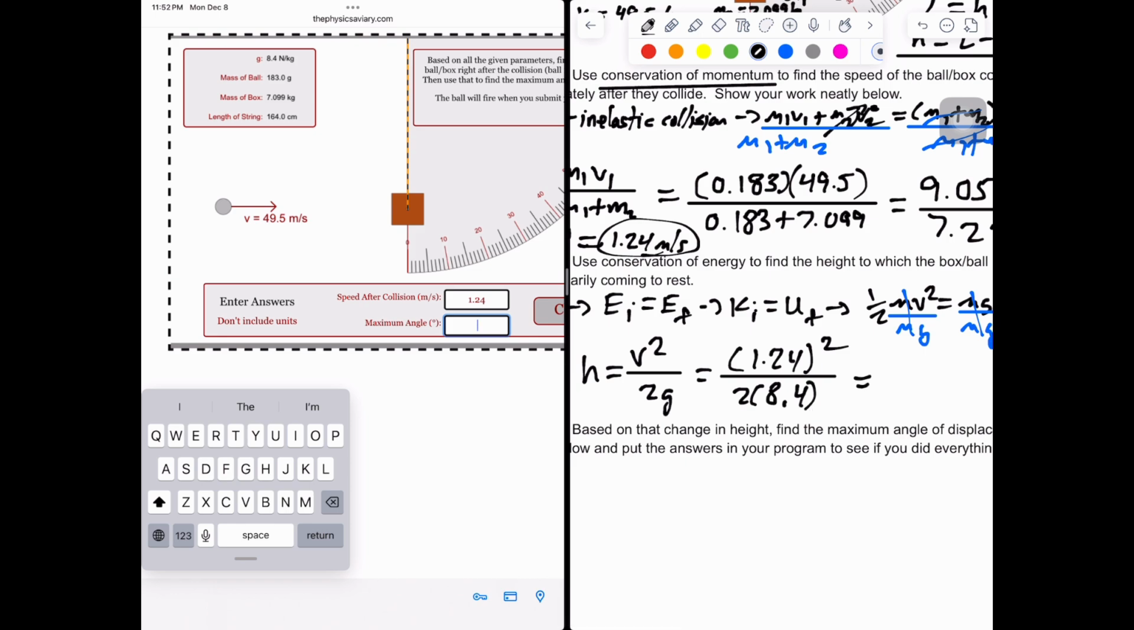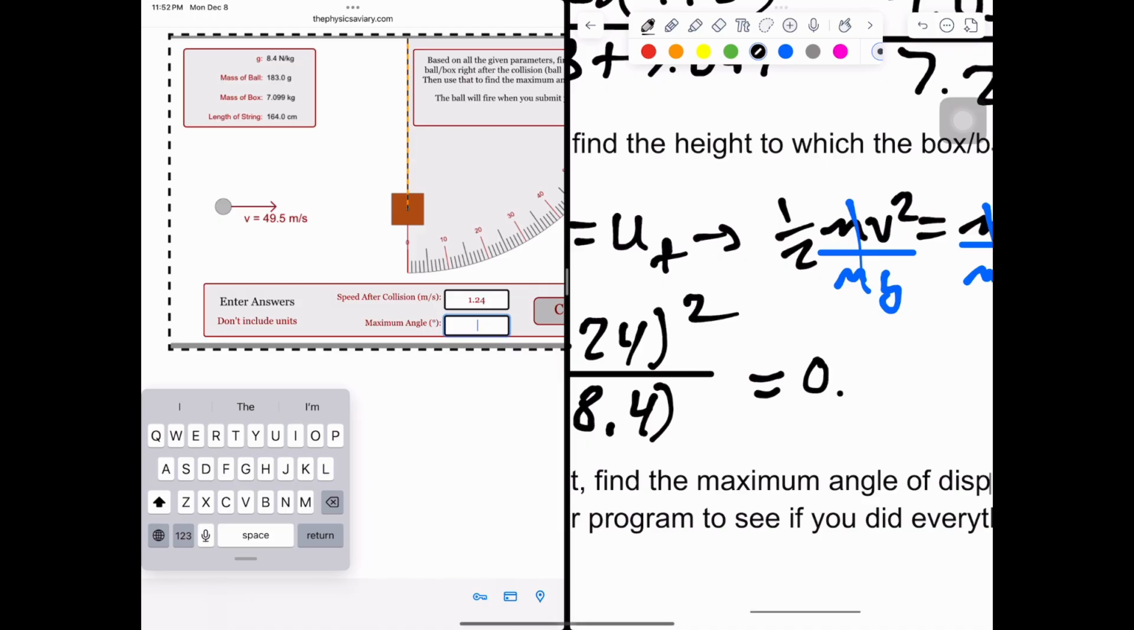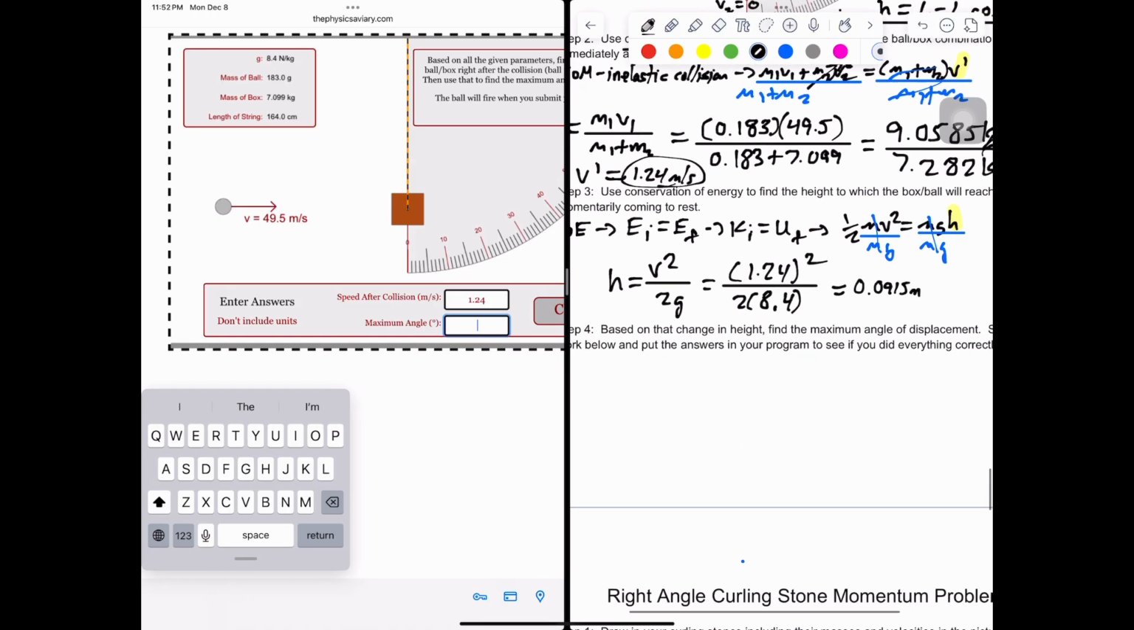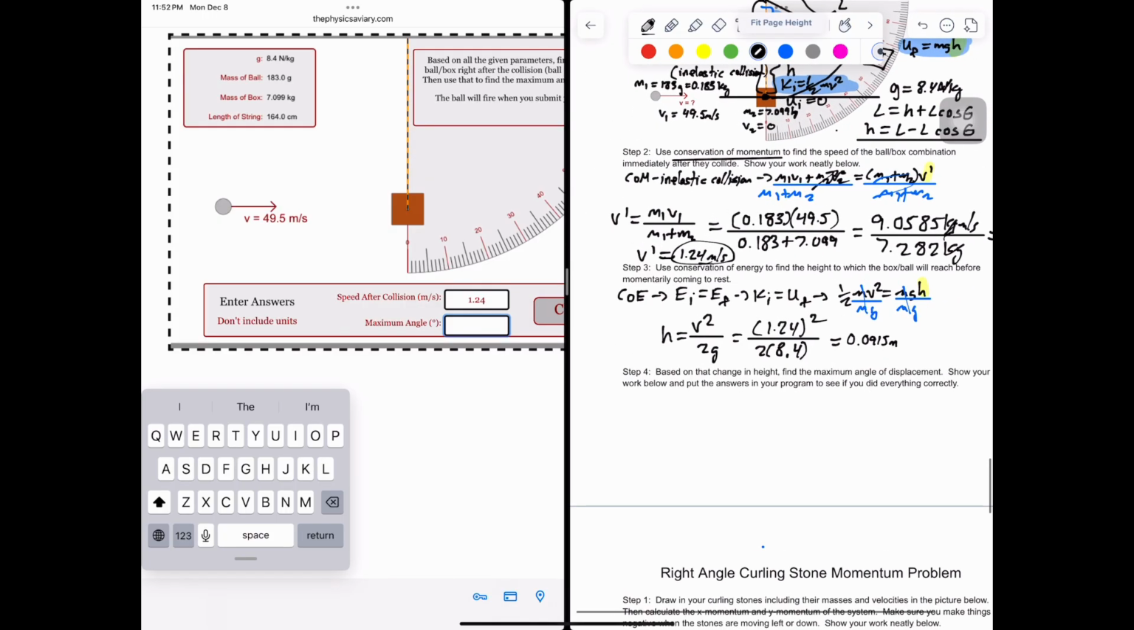All right, so I'm going to go open parentheses, 1.24, close parentheses squared, divided by open parentheses, 2 times 8.4, close parentheses. I'm looking at a really small height of about 0.0915 meters. Okay. Now, back to my original thing here.